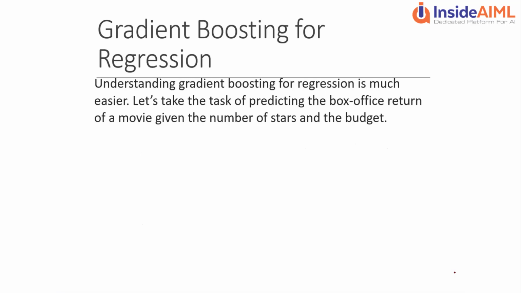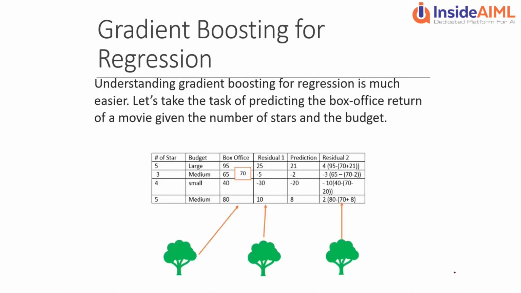I am going to discuss gradient boosting for regression, because understanding it for regression is easier. Let's say I am again trying to do a box office prediction. So I have the number of stars and the budget available. This is the same example. My first decision tree follows a different approach than AdaBoost, so it doesn't have the weighted option. The first decision tree simply predicts the average of the actual values. If you have 4 observations, the average is 70 over here, so the first decision tree predicts 70.